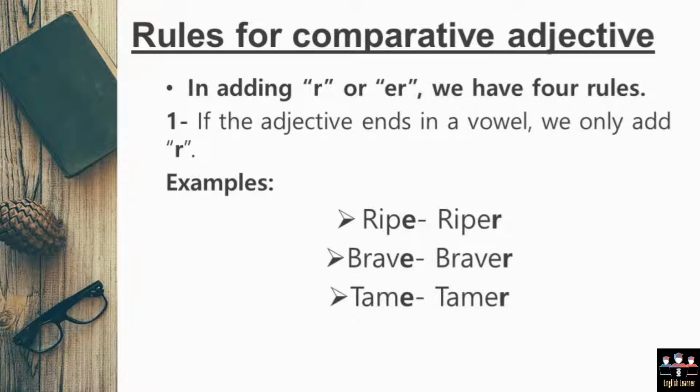Number 1 example is ripe. At the end of this word, we have a vowel. So we are simply going to add R to ripe to make its comparative degree. It will be ripe, riper. Next will be brave, braver. Tame, tamer.